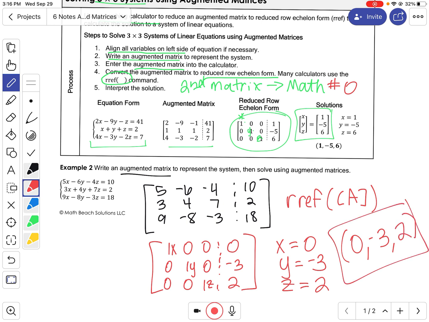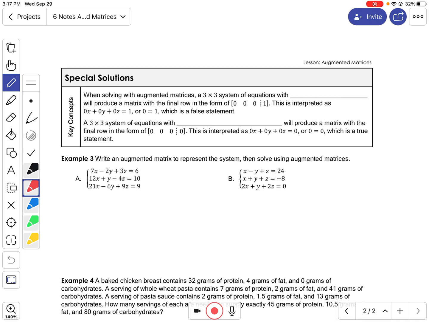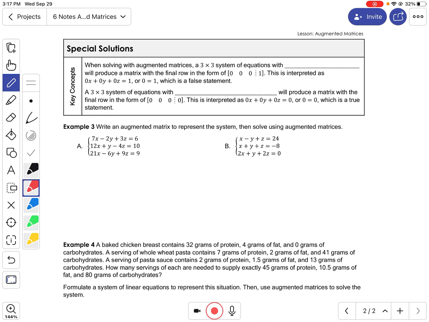Same as all the others, we can easily check it by just plugging those values in for x, y, and z on all 3 of your original equations to make sure that it's true. So this is using an augmented matrix in order to solve your system. Okay, so let's take a look at the back. So there are times when we have special solutions. We've talked about this, no solution or infinitely many solutions.